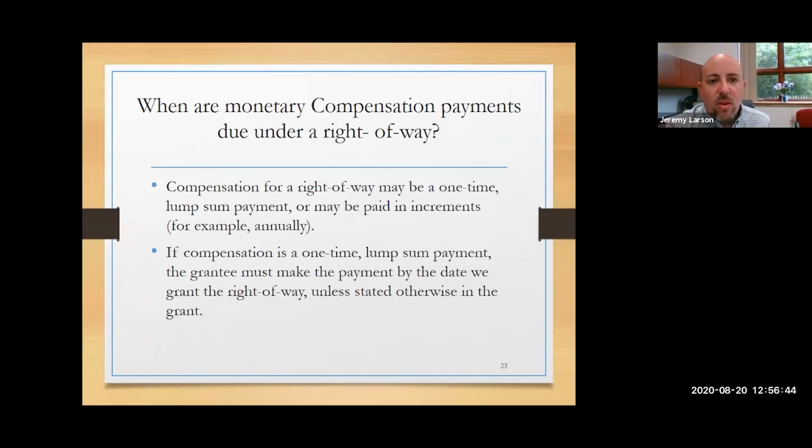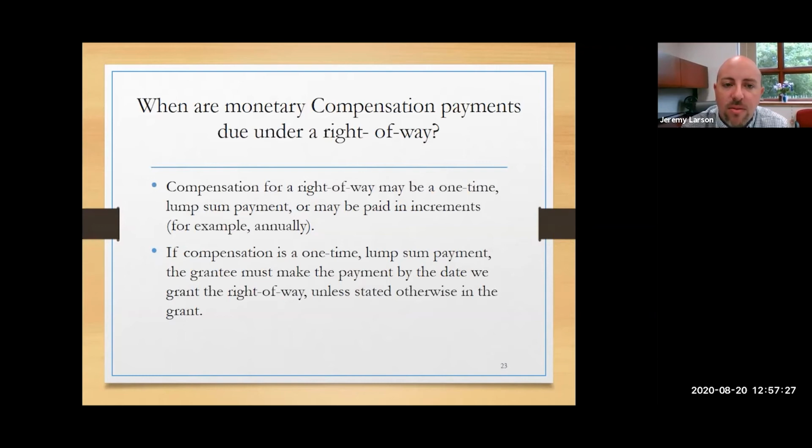When are monetary compensation payments due for a right-of-way? The compensation for a right-of-way may be a one-time lump sum payment or may be paid in increments, for example, annually. If the compensation is one lump sum payment, the grantee must make that payment by the date we grant the right-of-way, unless stated otherwise in the grant. So if you negotiate with the tribe on a different date other than the date that the grant is approved, then that would be included within the grant.